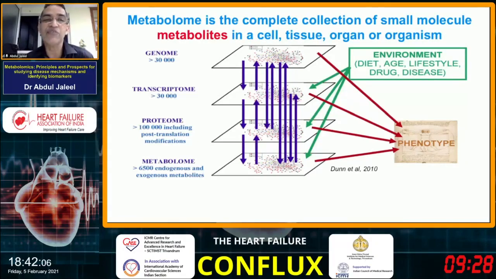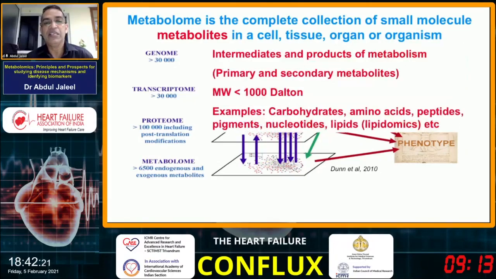So what is metabolomics? The metabolome is the complete collection of small molecule metabolites in a cell, tissue, organ, or organism. What is a metabolite? A metabolite is nothing but intermediates and products of metabolism. They are primary and secondary metabolites, mostly less than 1 kilodalton, that means 1000 dalton mass. Examples are all the sugars, amino acids, peptides, pigments, nucleotides, lipids, etc. There is another omics which is a recent development, called lipidomics. If I have time, I will mention that as well.